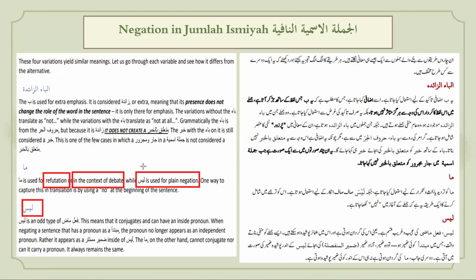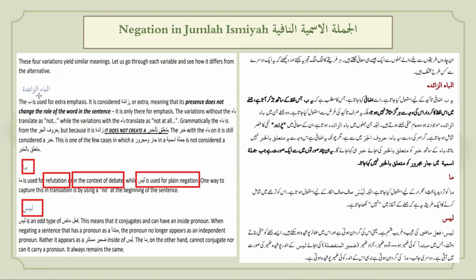Okay, and the ma that we use for refutation, on the other hand, cannot conjugate, nor can it carry a pronoun. So ma is separate. Ma cannot carry a pronoun, but Laisa carries a pronoun, and you will see when we do the conjugation on the next slide. So we learned that ma has more emphasis and imparts a refutation in the meaning, and Laisa is just plain negation in the present tense. It is translated in present.